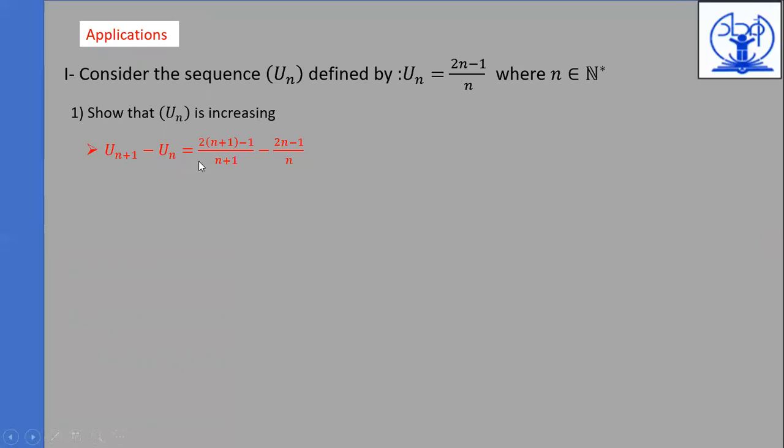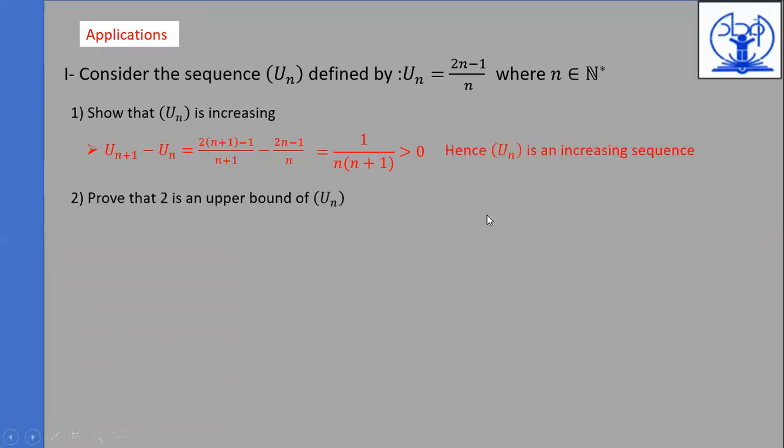u_{n+1} minus u_n, it's this minus that. Simplifying the expression, it's 1 over n times (n + 1), an expression which is clearly positive, which means that the sequence is increasing. Prove that 2 is an upper bound.